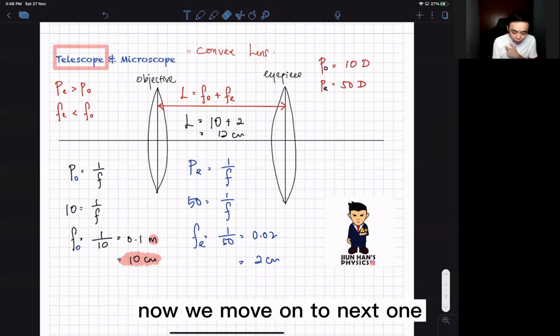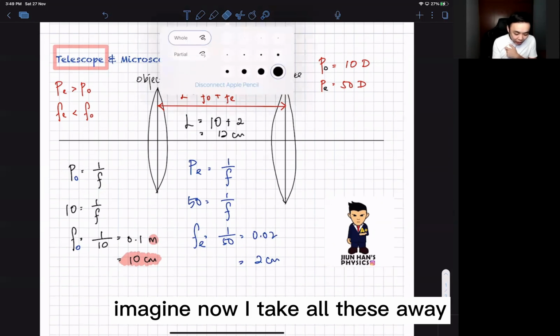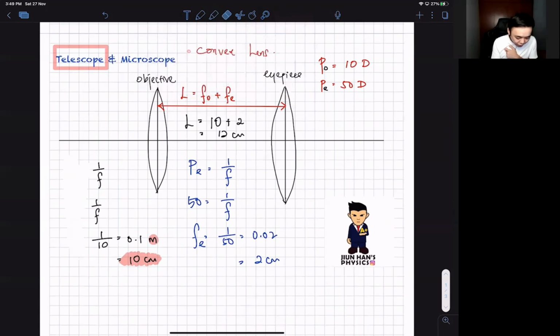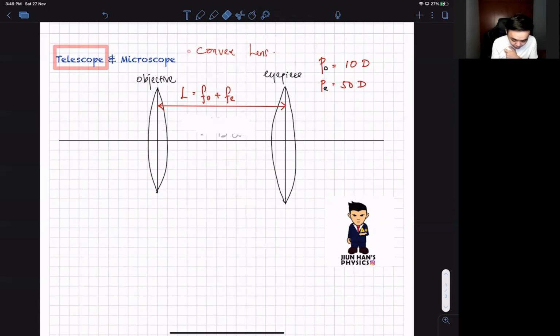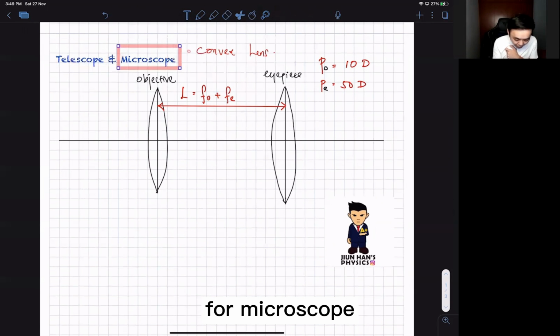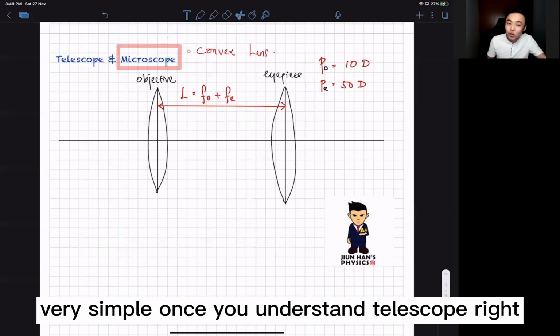Now we move on to the next one. Imagine now I take all these away. All these gone. We take all these away. Now we go to microscope. For microscope, very simple, once you understand telescope.